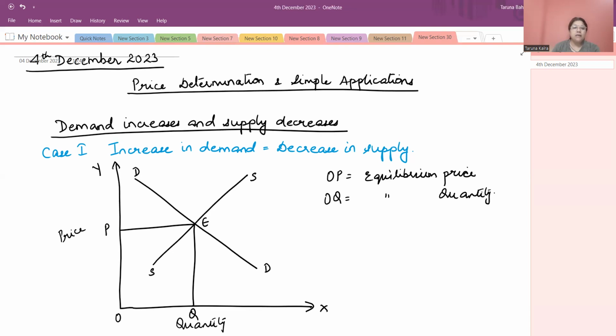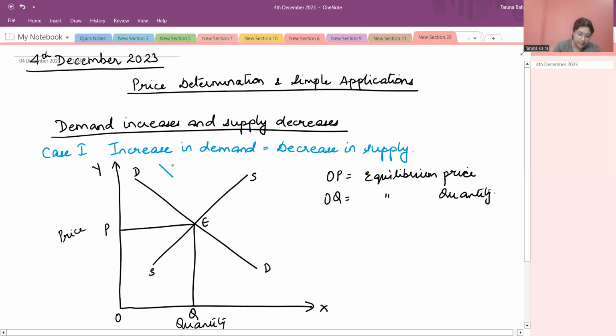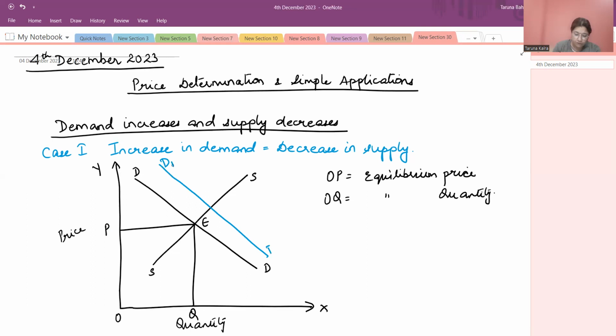Increase in demand. See, how do we show an increase in demand, beta? We show the increase in demand by a rightward shift. Now you see that the increase in demand is this. When the demand increases, your demand curve is going to shift rightward, that is towards D1, D1. And it says decrease in supply. So there is a proportionate decrease in supply.